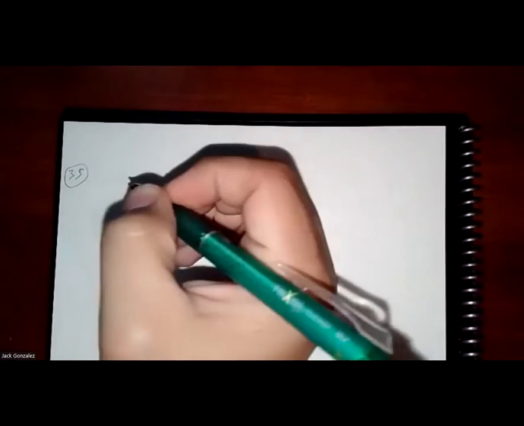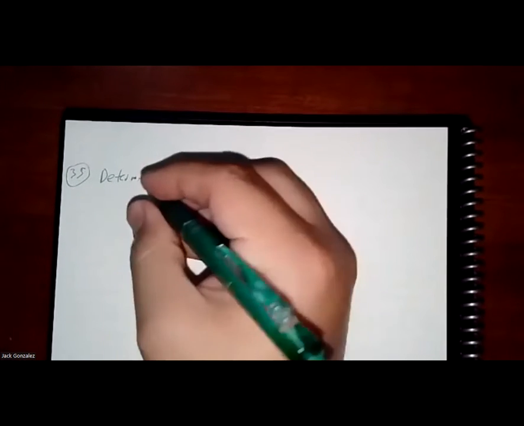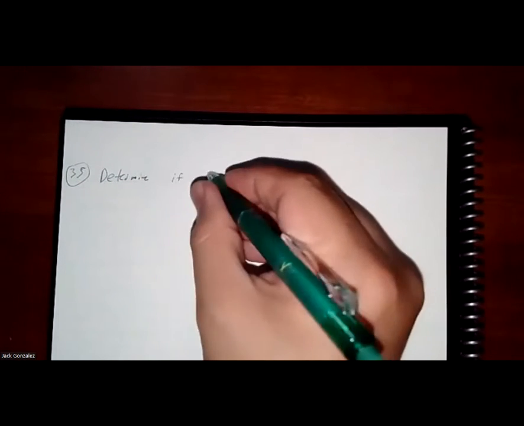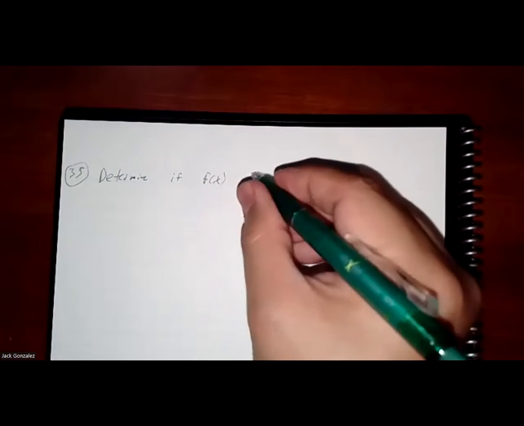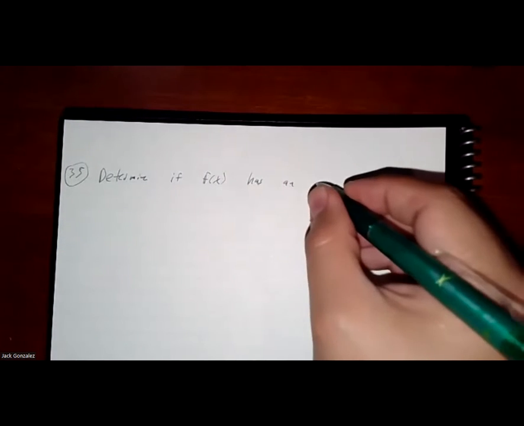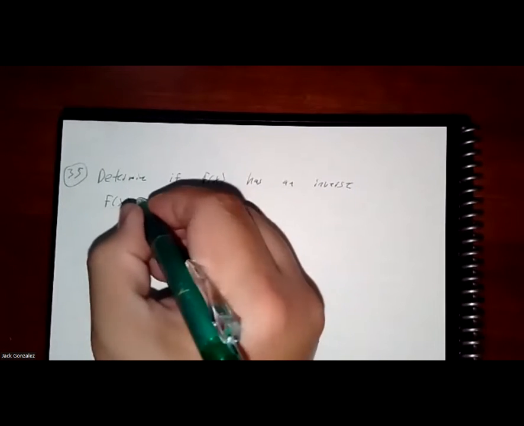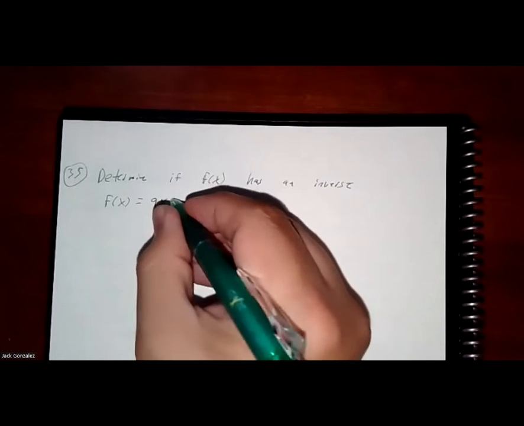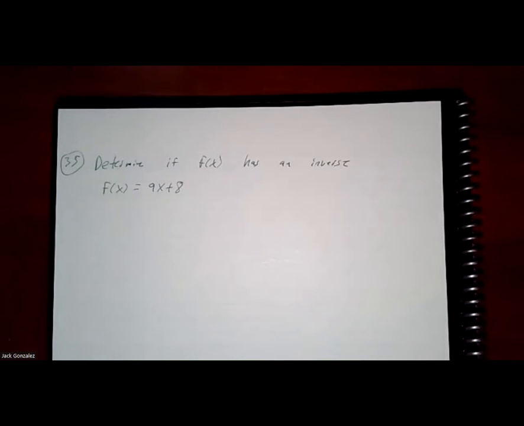All right, last one. 35. You could do this in two different ways. So determine if f of x has an inverse. So f of x is equal to 9x plus 8. So you could just show that it's 1-to-1 and say, well, since it's 1-to-1, then it has an inverse. Or you can find the inverse.